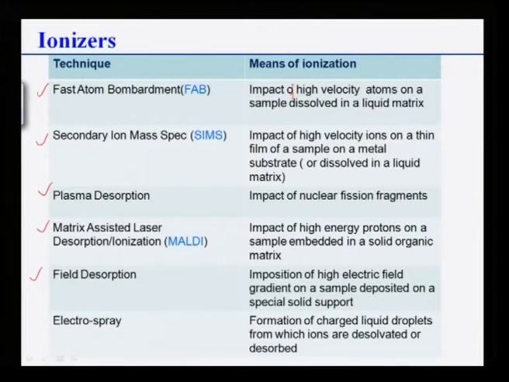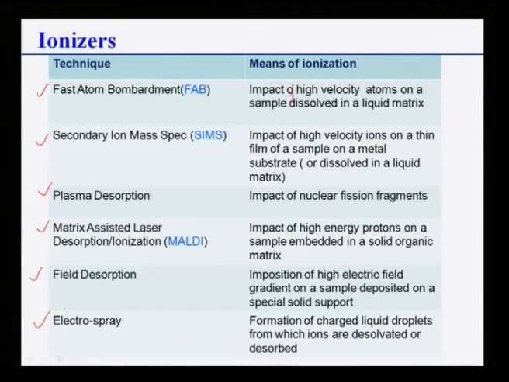Then one can do field desorption or electrospray. Field desorption is nothing but imposition of a high electrical field gradient on a sample deposited on a special solid substrate. Those of you who have some idea about atom probe, in an atom probe we do the same thing actually. We impose a high electrical field between the sample and the electrode, and because of the high electric field, the atoms in the sample are dislodged and come out as ions.